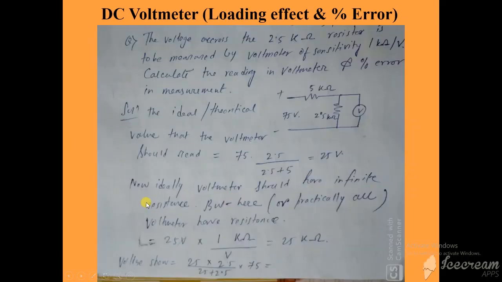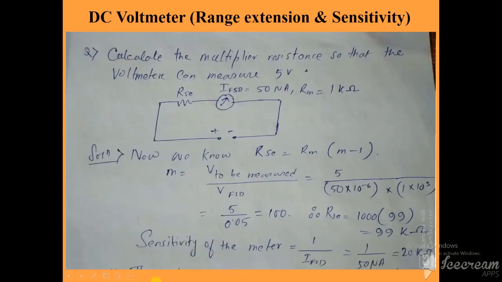Now the sensitivity of the meter. Sensitivity of the meter, we have studied this. So this is equal to 1 by I full scale deflection. It is also from lecture number 5, I guess, range extension of PMMC. So 1 by IFSD, and IFSD is given clearly as 50 microamp. And the sensitivity is in kilo ohm per volt. Here it is per volt also, right? 20 kilo ohm per volt, right? It is not visible, sorry for that. So 20 kilo ohm per volt. Okay.